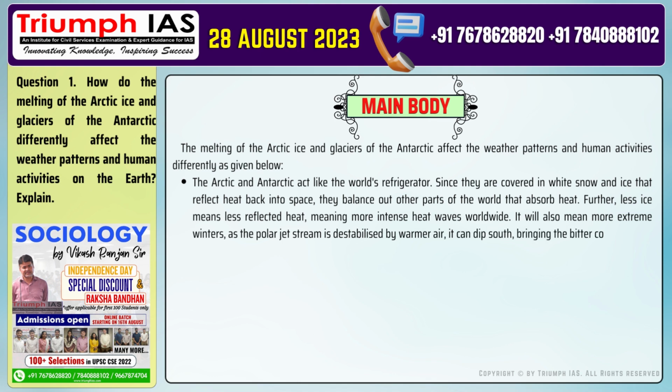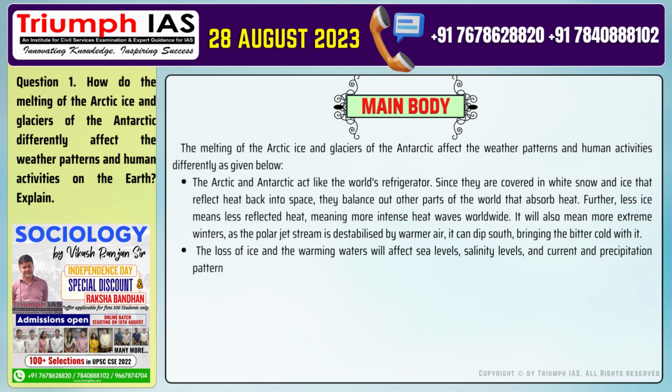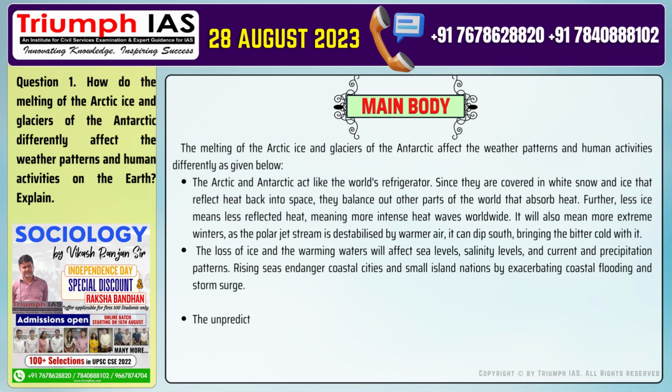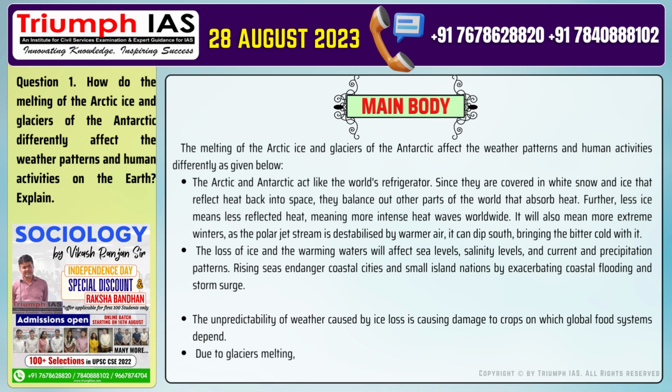Number 2. The loss of ice and the warming waters will affect sea levels, salinity levels, and current and precipitation patterns. Rising seas endanger coastal cities and small island nations by exacerbating coastal flooding and storm surge. Number 3. The unpredictability of weather caused by ice loss is causing damage to crops on which global food systems depend. Number 4. Due to glaciers melting, glacial lake outburst floods are becoming frequent and causing huge casualties and losses to local infrastructures.